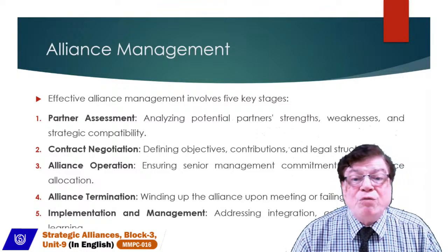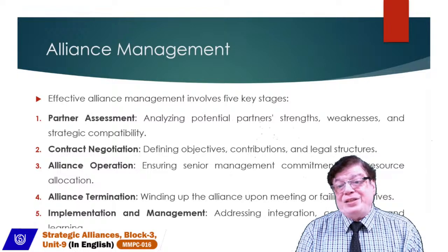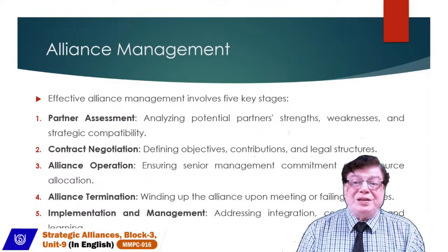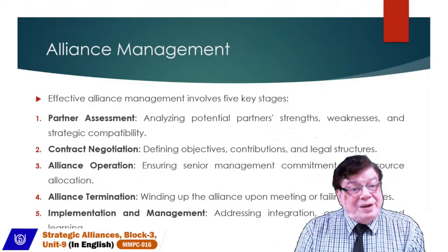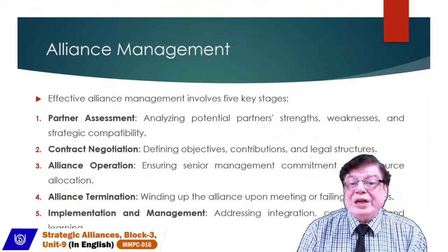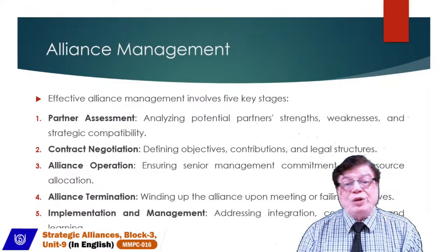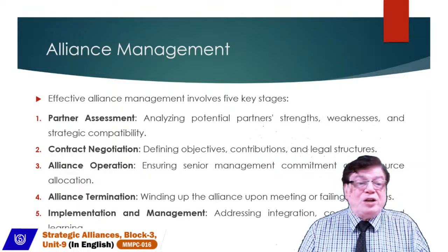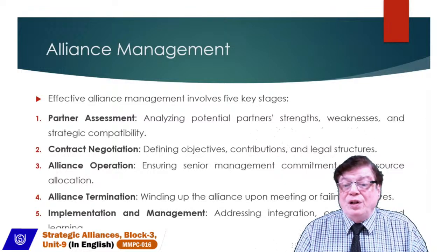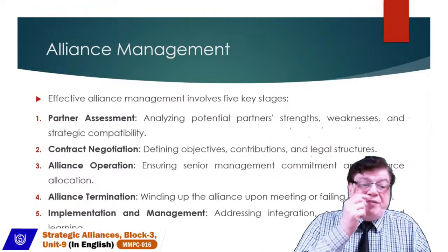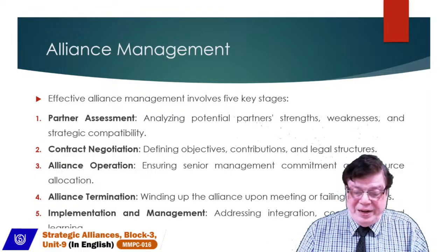So effective alliance management involves 5 key stages. The first one is partner assessment, analyzing potential partners: what are their strengths, their weaknesses, and their strategic capability. Next is contract negotiation, defining objectives, contributions, and legal structures. Third is alliance operation, ensuring senior management commitment and resource allocation. Fourth is alliance termination, winding up the alliance upon meeting or failing objectives. Fifth is implementation and management, addressing integration, cooperation, and learning.